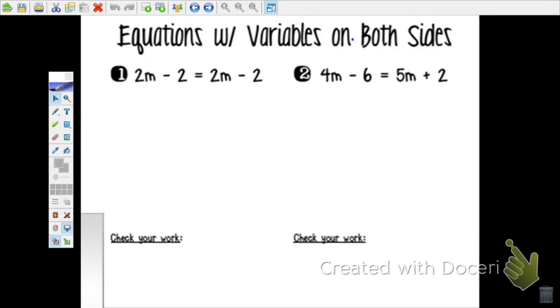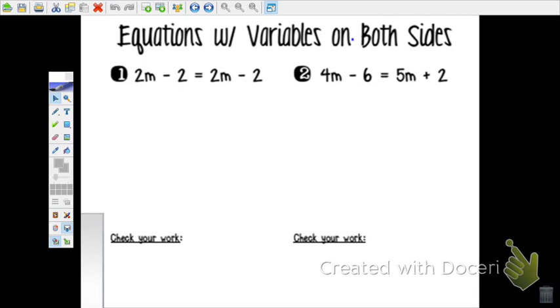We see them once in a while, but I want to take a look at the problems that are going to give us a normal answer first. So we're going to start with number 2. When I look at number 2, I see a variable on both sides of my equal sign.